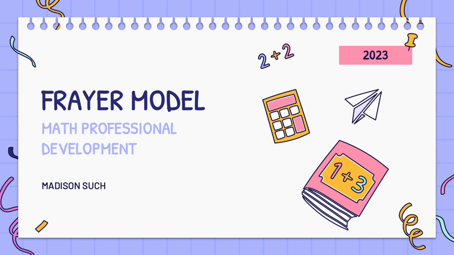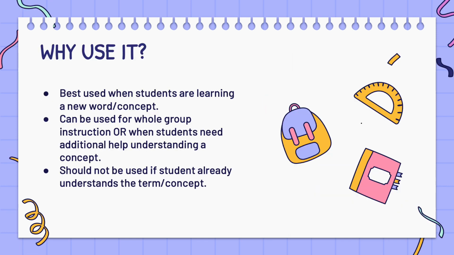For my math professional development, I will be teaching you all about the Frayer model. So why use the Frayer model? Well, it is best used when students are learning a new word or concept. It can be used for whole group instruction or when students need additional help understanding a specific concept. And it should not be used if a student already understands the term or concept.